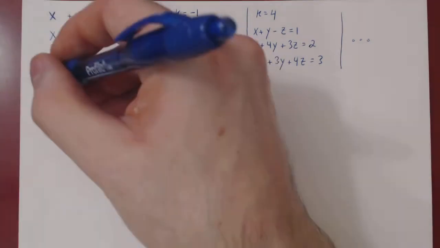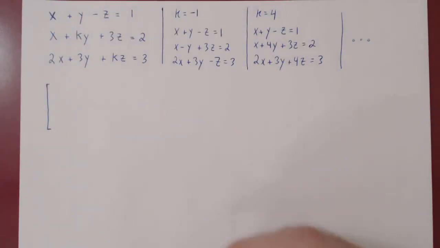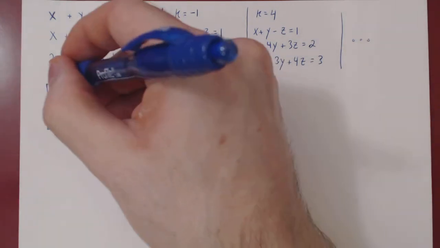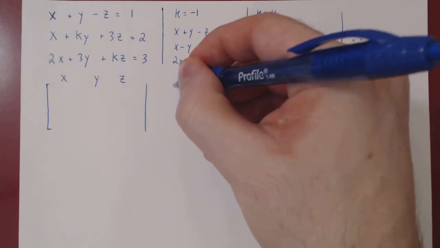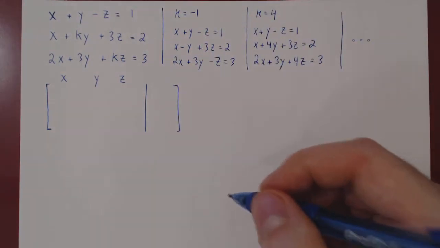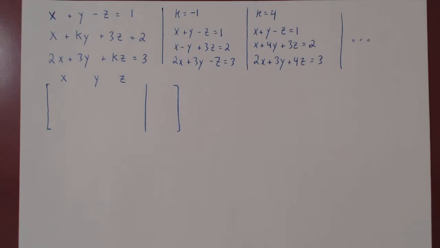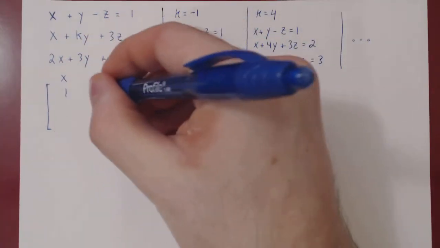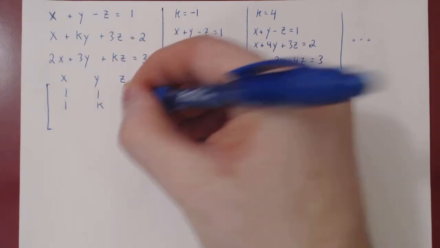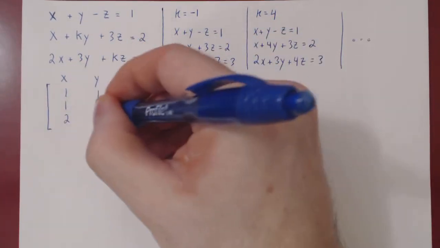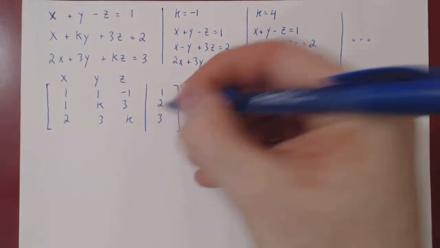So let's look at the corresponding augmented matrix and figure out how this will play out. Keep in mind that we don't really want to find the solutions. We simply want to count them. So it's enough to find what we will call potential leading ones, values that we could turn if we wanted to into a leading one, just so we can figure out if a variable is leading or free. So the first row, 1, 1, -1, 1. Second row, 1, k, 3, 2. Third row, 2, 3, k, 3.